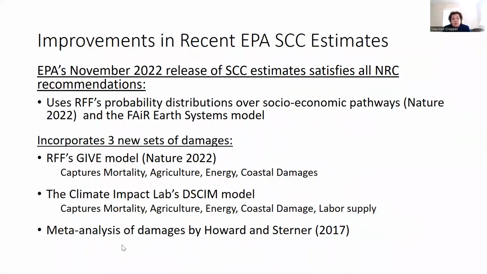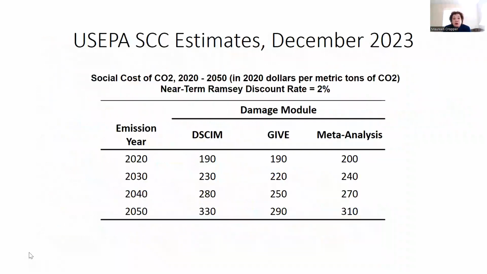And added to this was a meta-analysis by Howard and Sterner of the literature on damages associated with climate change. So these led to the estimates that you're seeing on this slide. So this is, again, the damages in 2020 dollars of emitting a ton of CO2 in the year 2020. These are estimates which were adopted after peer review. There was extensive peer review and public comment, and these were adopted by EPA in 2023.